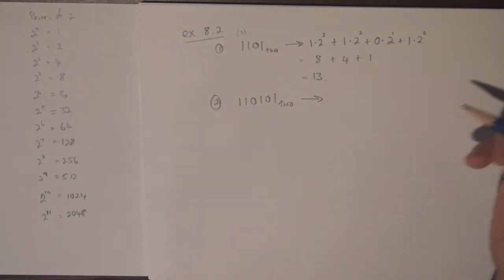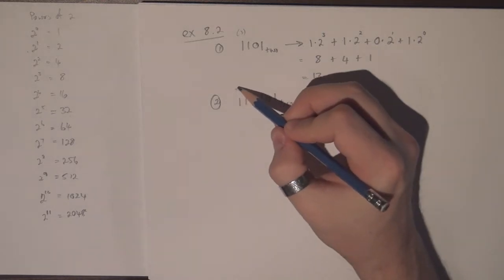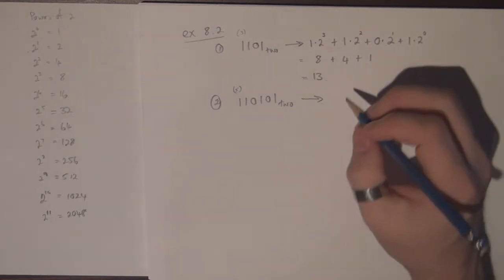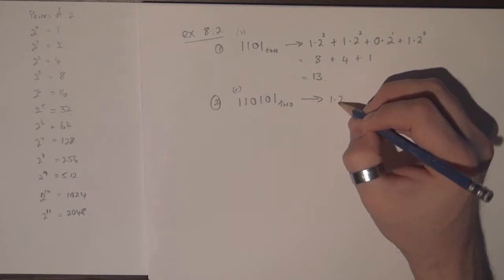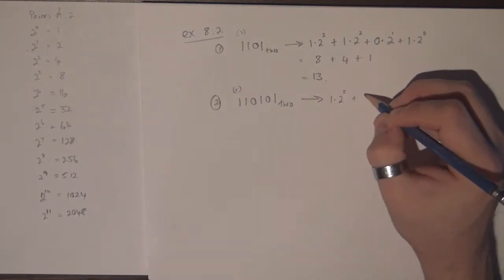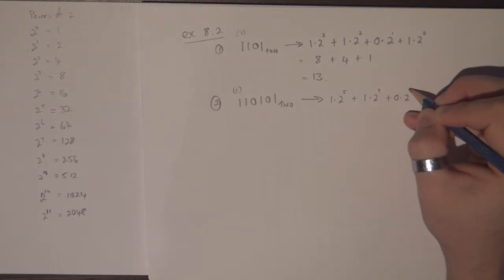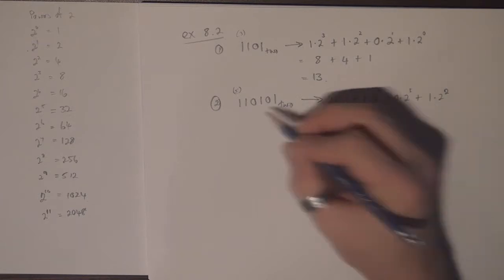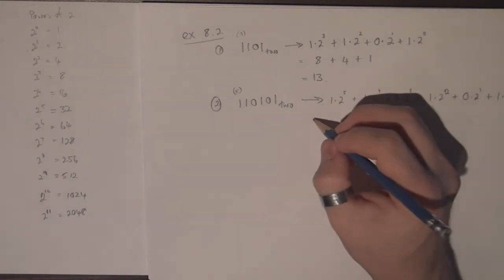So I have my powers of 2 from right to left, 0, 1, 2, 3, 4, and 5 is the highest one. Now you can do everything right to left, but for some reason we don't really do that. So I have 1 group of 2 to the 5, another 1 group of 2 to the 4, no 2 cubes, 1 2 squared, that one, 0 2 to the 1s, and a 2 to the 0.